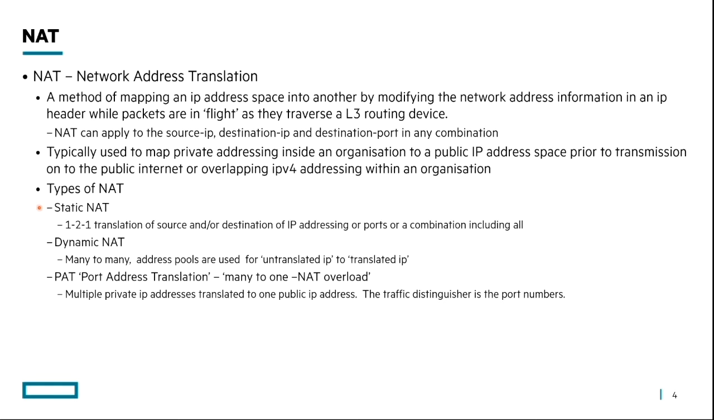So types of NAT: static NAT, this would be a one-to-one translation of the source and or the destination IP or ports, or a combination of all. Dynamic NAT, where you've got many-to-many address pools used for untranslated IPs to translated IPs. And PAT, port address translation. So this is many-to-one and sometimes called NAT overload. This is used when we've got multiple private IP addresses translated into one public IP address.